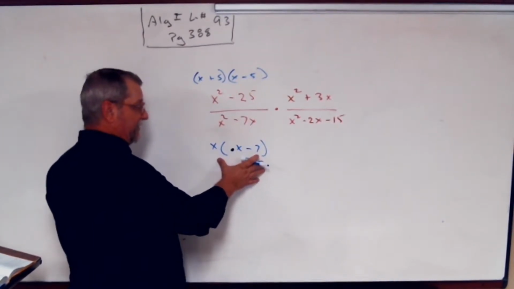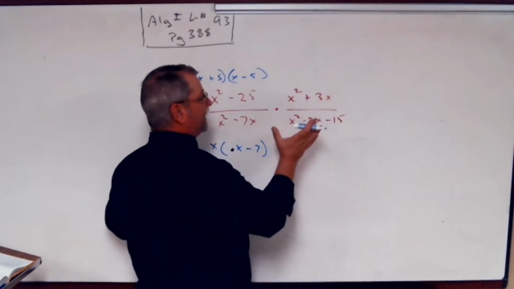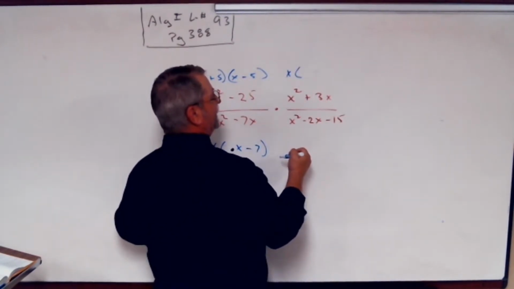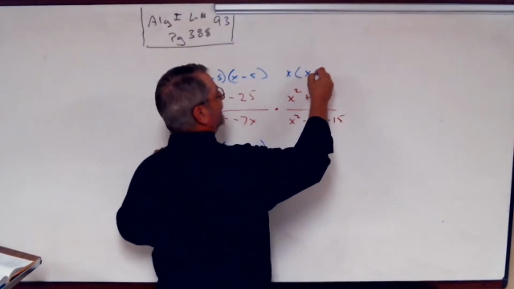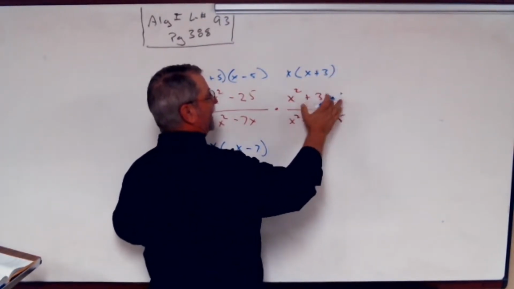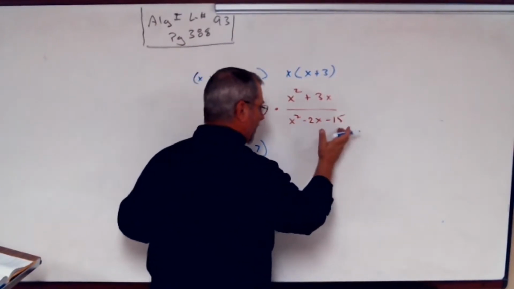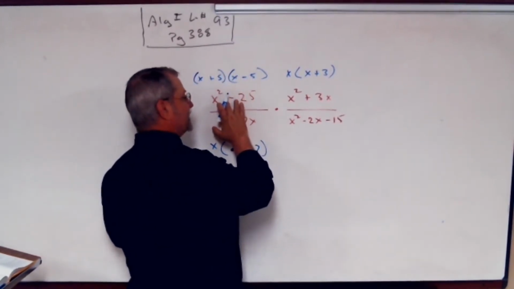This is factored. Okay, right here, same thing, common factor, okay? X times the quantity x plus 3. Divide out, okay? This here is a trinomial. There's no common factor. It's not a difference of two squares.